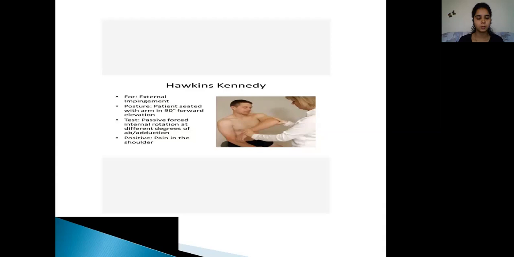Hawkins-Kennedy test. It's also for subacromial impingement, where the patient is seated with the arm in 90-degree forward elevation, and the test is done by passive forced internal rotation in different degrees of adduction or abduction. The positive test is if there's pain in the shoulder.